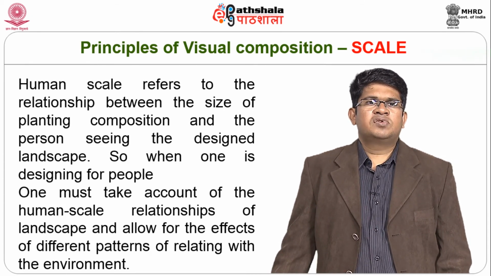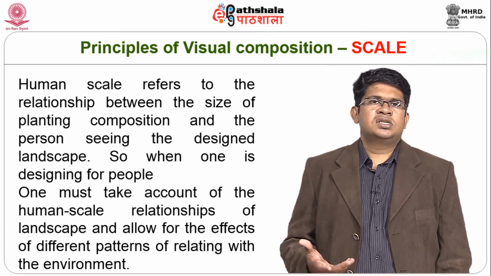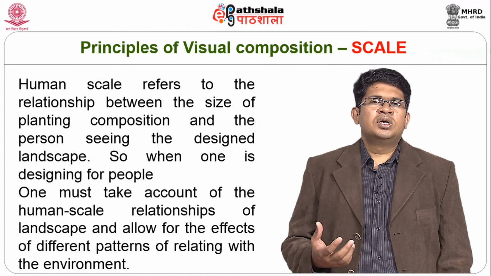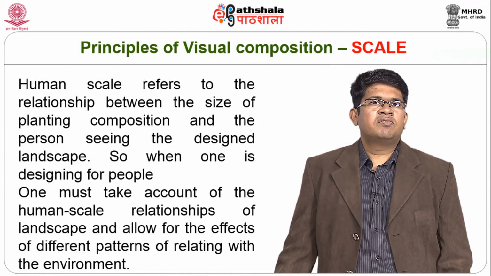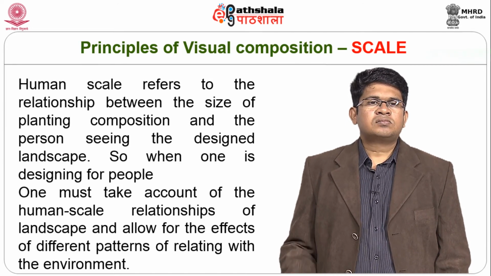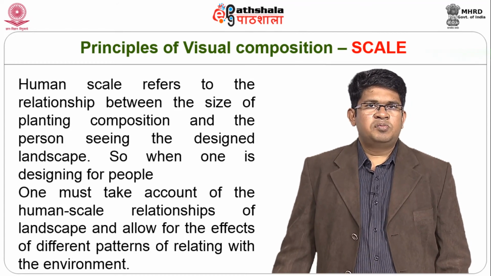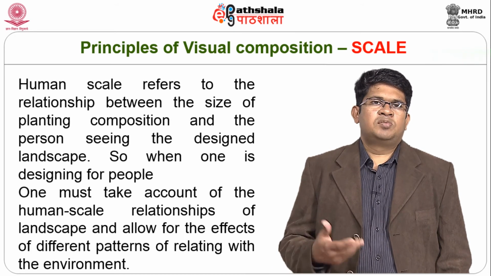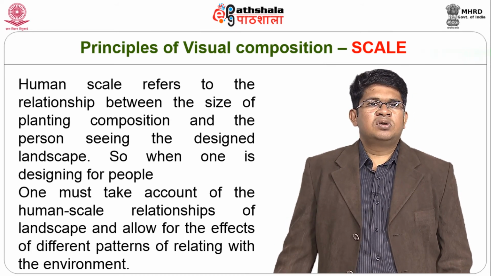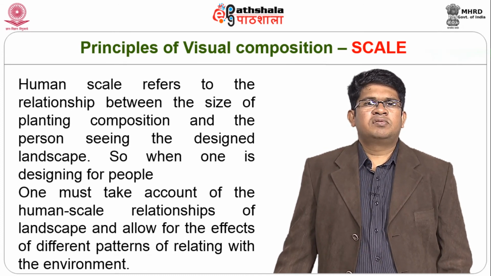So human scale refers to the relationship between the size of the planting composition and the person seeing the design landscape, when one is designing for the people. Because one is designing for the people, human scale becomes a very determining factor in terms of the planting composition itself, and based on this, the scale of the entire space is being monitored, and it is brought into focus. So one must take account of the human scale relationship of landscape and allow for the effects of different patterns of relating with the environment.